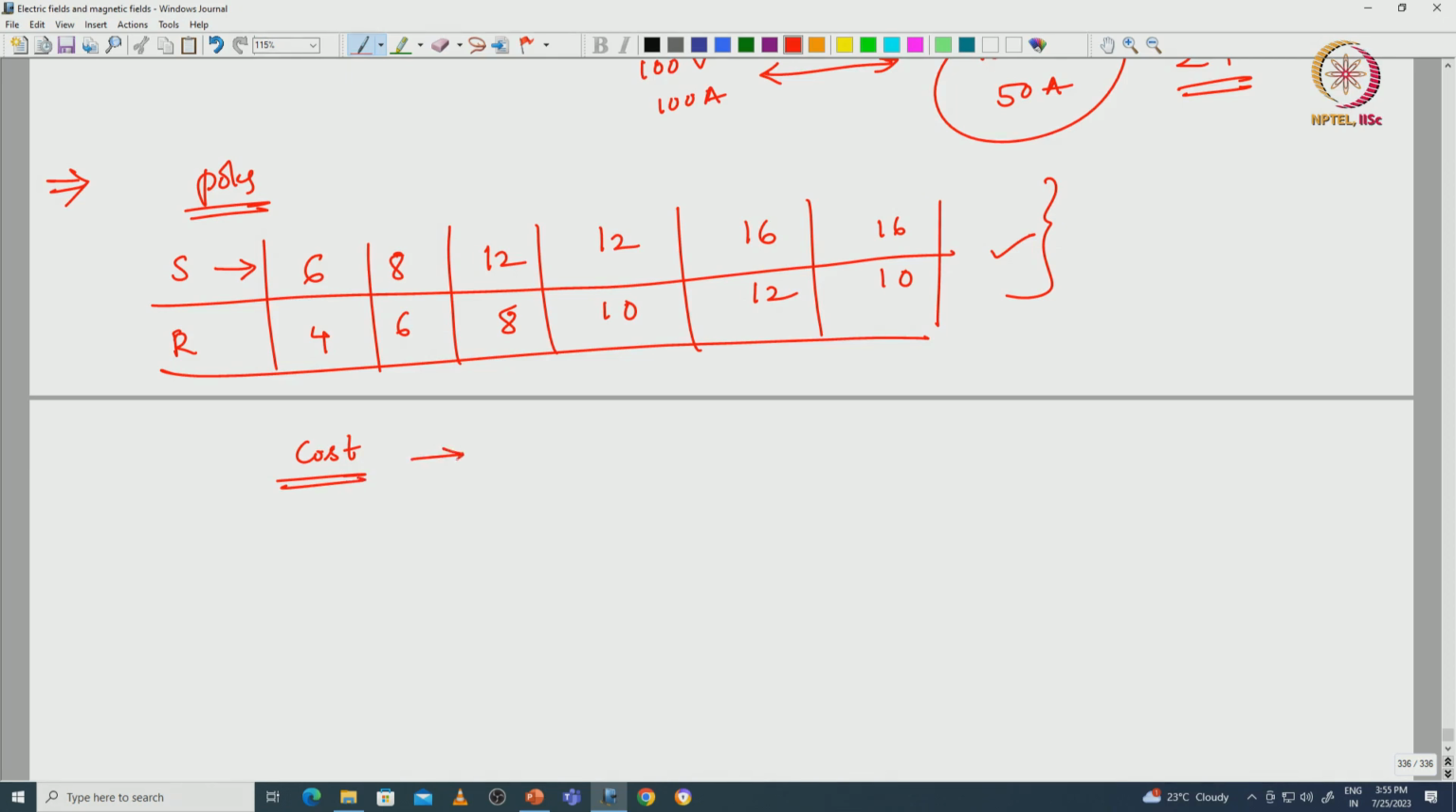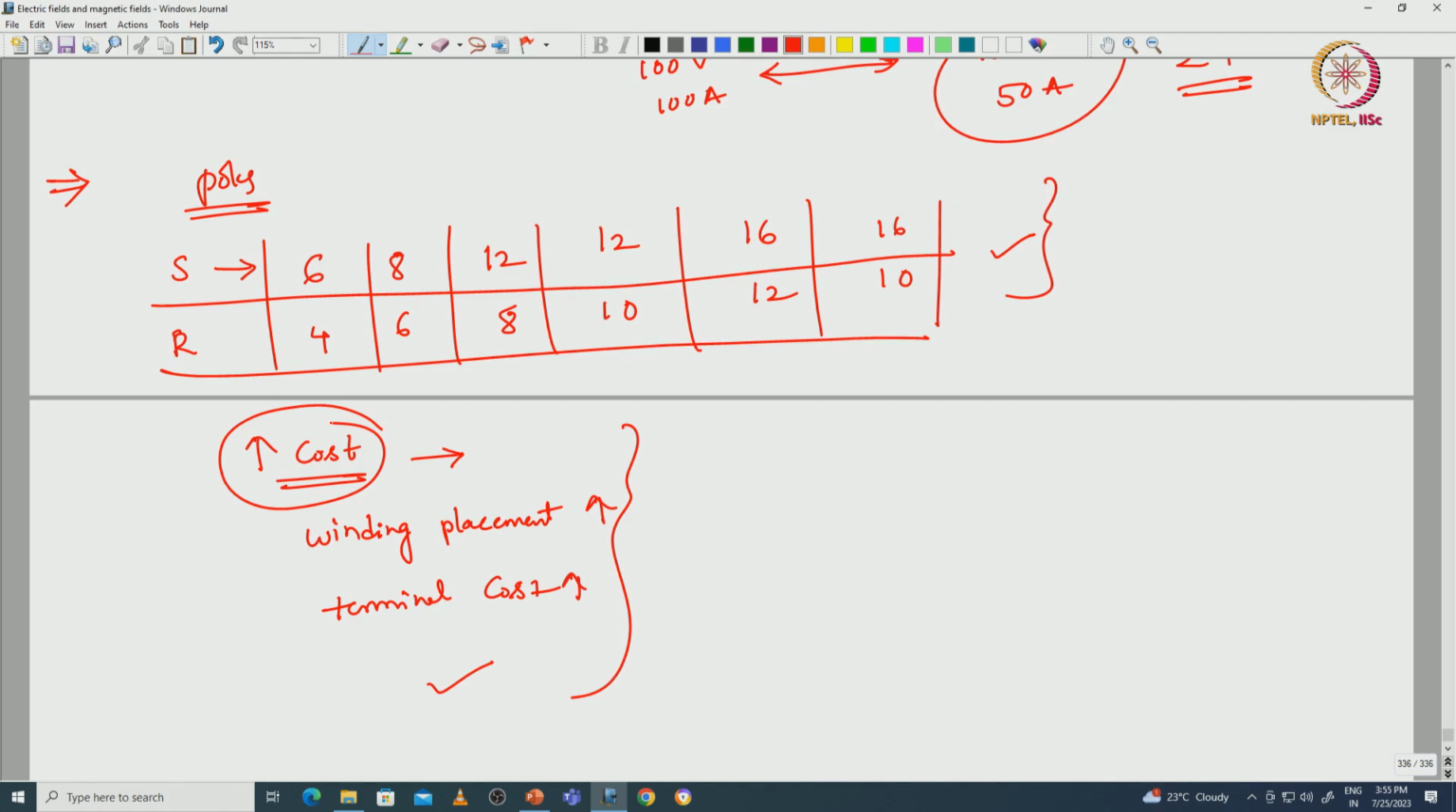In order to select the number of poles, we have to consider the cost. The higher the number of poles, the higher the cost, because winding placement and complexity will increase and terminal cost will also increase, and a higher number of semiconductor devices will be needed accordingly. So, we have to consider the appropriate number of poles to minimize the cost also.